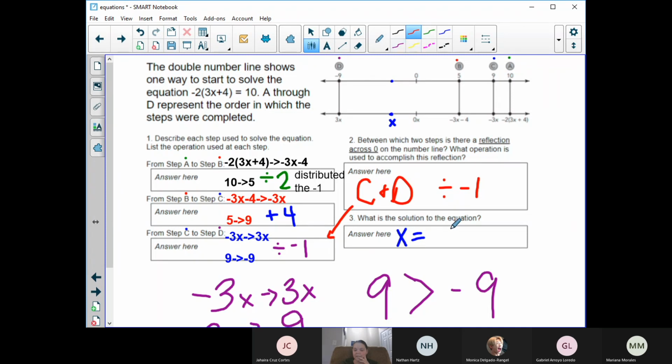All right, last step. What is the solution to the equation? So what does x equal? If 3x equals -9, what is one of those x's going to be equal to? So think about how to decompose -9. All right, Nathan says -3. Do I have anyone who agrees with him?